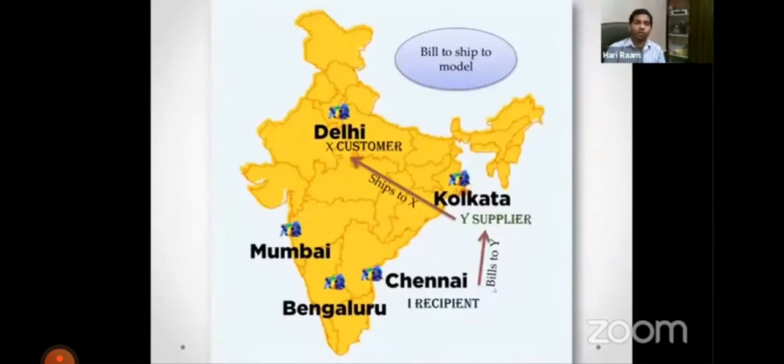So, bill to ship to model. Let me explain this. If I am a recipient in Chennai and my customer is in Delhi, I need to ship the goods from my supplier in Kolkata. There is no need to get the goods from my supplier and give them to the customer. Instead, I instruct the supplier Y in Kolkata to give it to my customer X. In this case, I, as a recipient, am eligible to take input tax credit. Now I bill to Y and Y ships to X. This system is called the bill to ship to model.